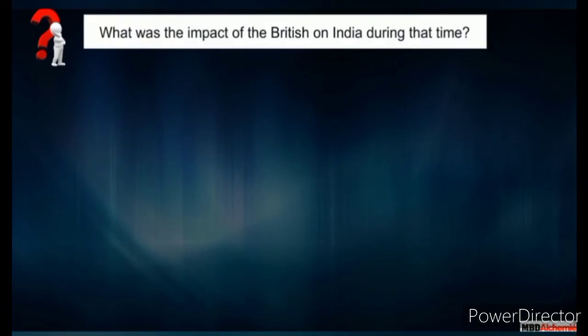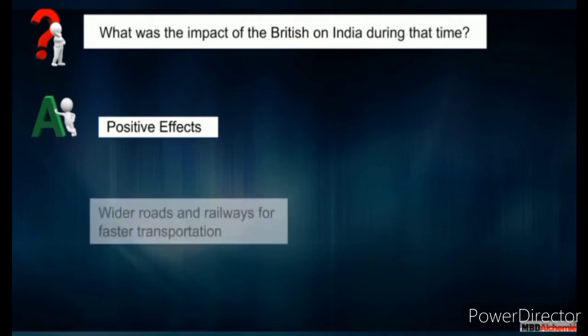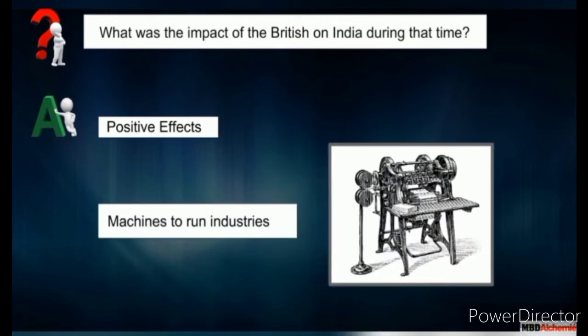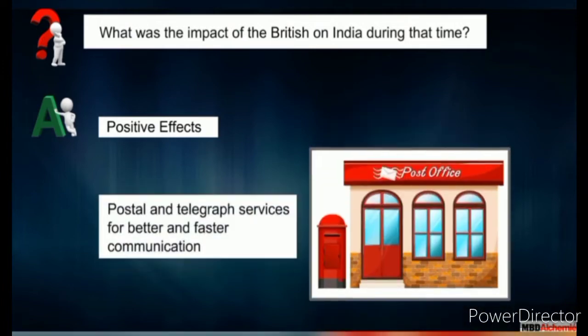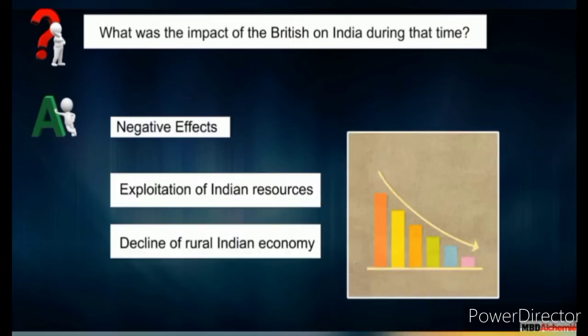Can you tell me about the impact of the British rule on Indian society? The British East India Company impacted the Indian society in both positive and negative ways. Let me tell you about the positive effects first. The main objective of the British in India was to trade. Thus, in order to facilitate it, the British introduced many reforms, such as wider roads and railways for faster transportation, machines to run industries, postal and telegraph services, etc. This practice led to the decline of the self-sufficient rural economy of India.